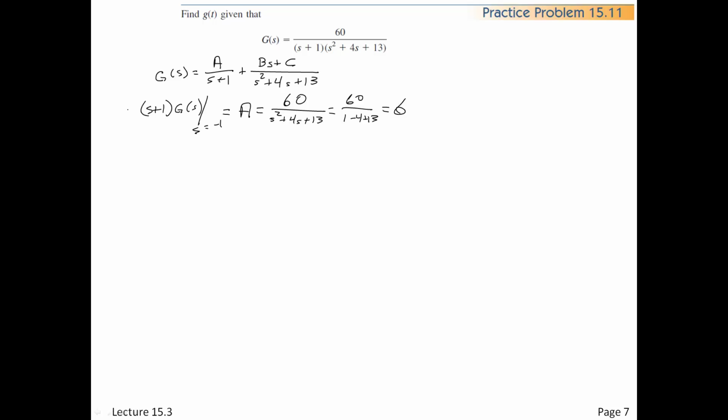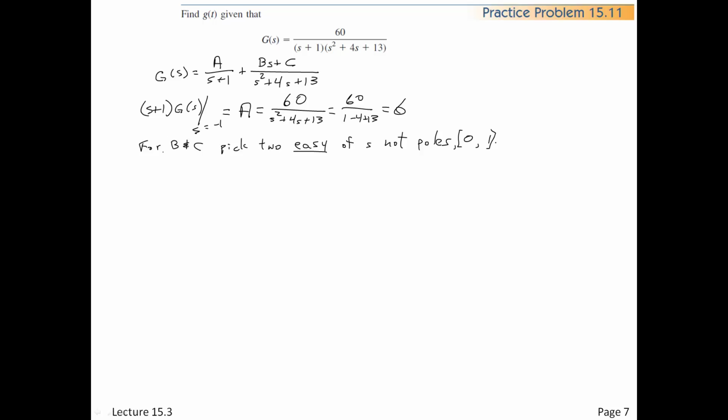All right, now we need to get B and C. For B and C, pick two easy values of s that are not poles. And I'll pick 0 and 1, same ones the text likes to use. It's nice because those are easy. They're going to lead to easy arithmetic.